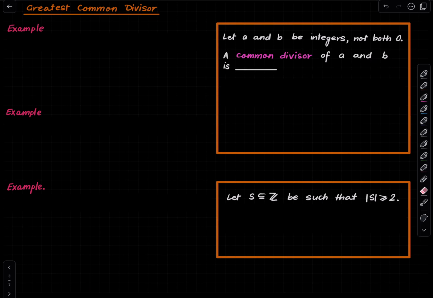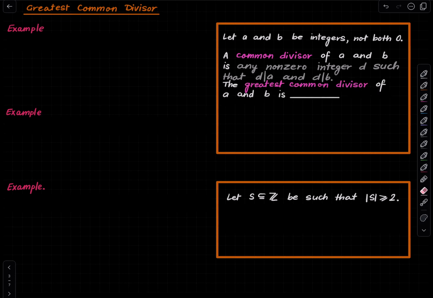As we have already discussed, a common divisor of A and B is any non-zero integer D such that D divides both A and B. We had seen this definition earlier when we were defining relatively prime integers, but anyway, no harm in recalling. So that's the definition of common divisor.